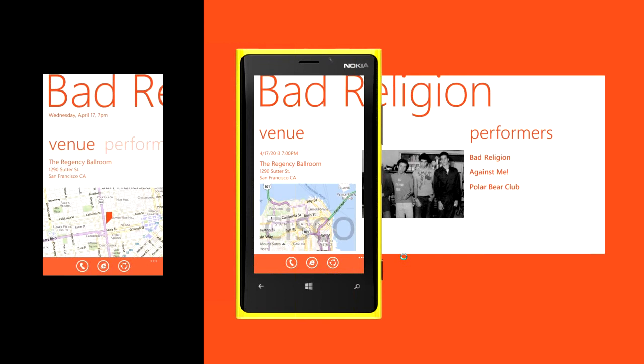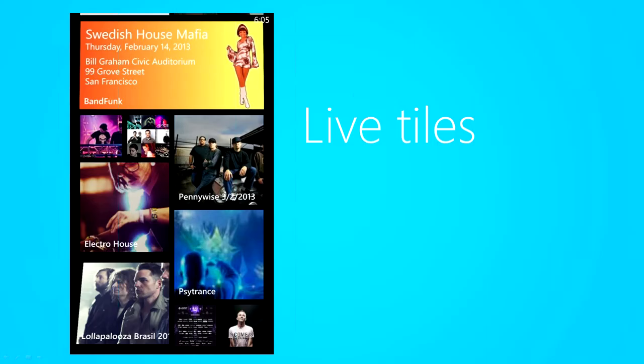This is the live tile. These are examples of live tiles that you could use in this app. You can pin particular events, particular artists, whatever, to your start screen, and depending on how much space you give it, you get more or less detail.